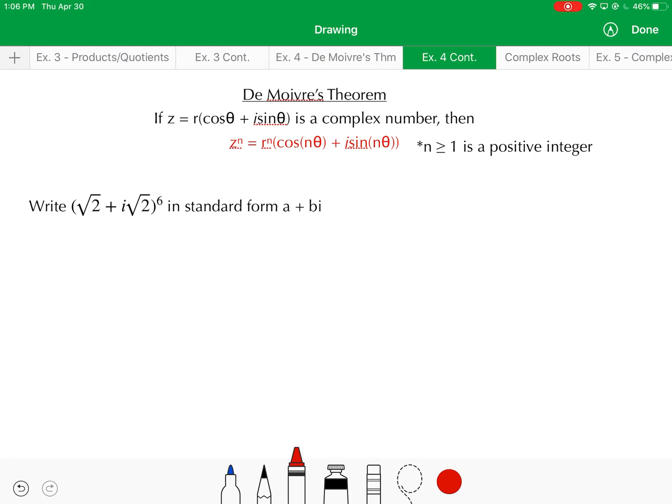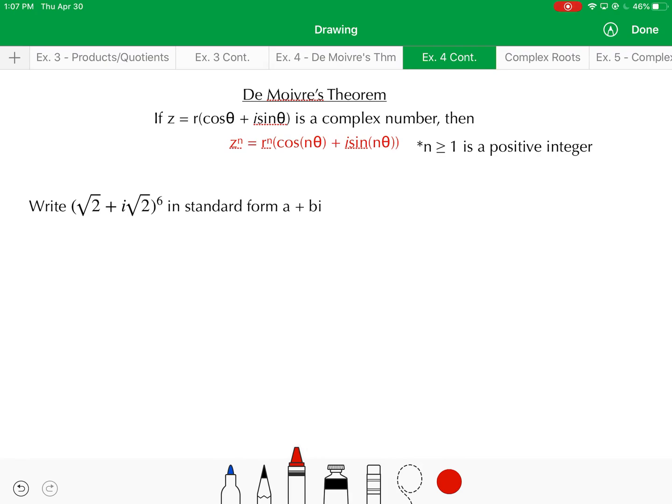All right, one more example. Here, we're trying to take the rectangular number radical 2 plus i radical 2 and raise that to the 6th power. You are more than welcome to try and multiply that by itself 6 times in the rectangular form. I think that's going to be pretty tedious and time consuming to do. If I can get the polar form associated with radical 2 plus i radical 2, then I can apply de Moivre's theorem. It's going to be a little quicker.